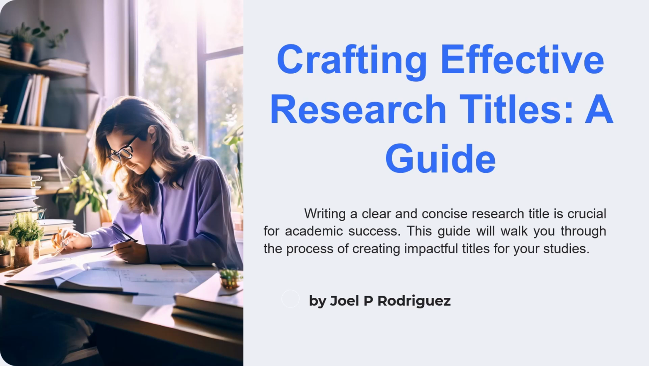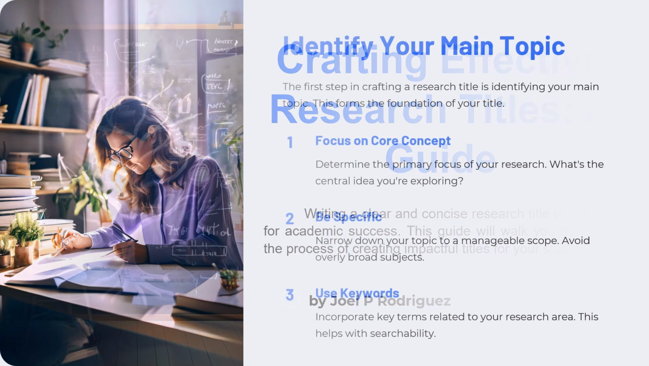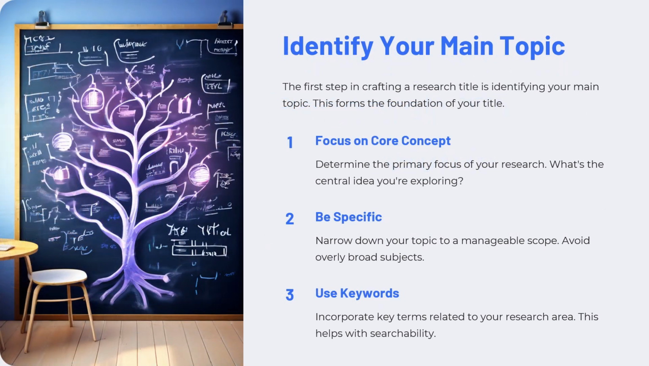The first step in crafting a research title is identifying your main topic. This forms the foundation of your title. Focus on core concept. Determine the primary focus of your research. What's the central idea you're exploring? Be specific. Narrow down your topic to a manageable scope. Avoid overly broad subjects. Use keywords. Incorporate key terms related to your research area. This helps with searchability. Specify the scope.